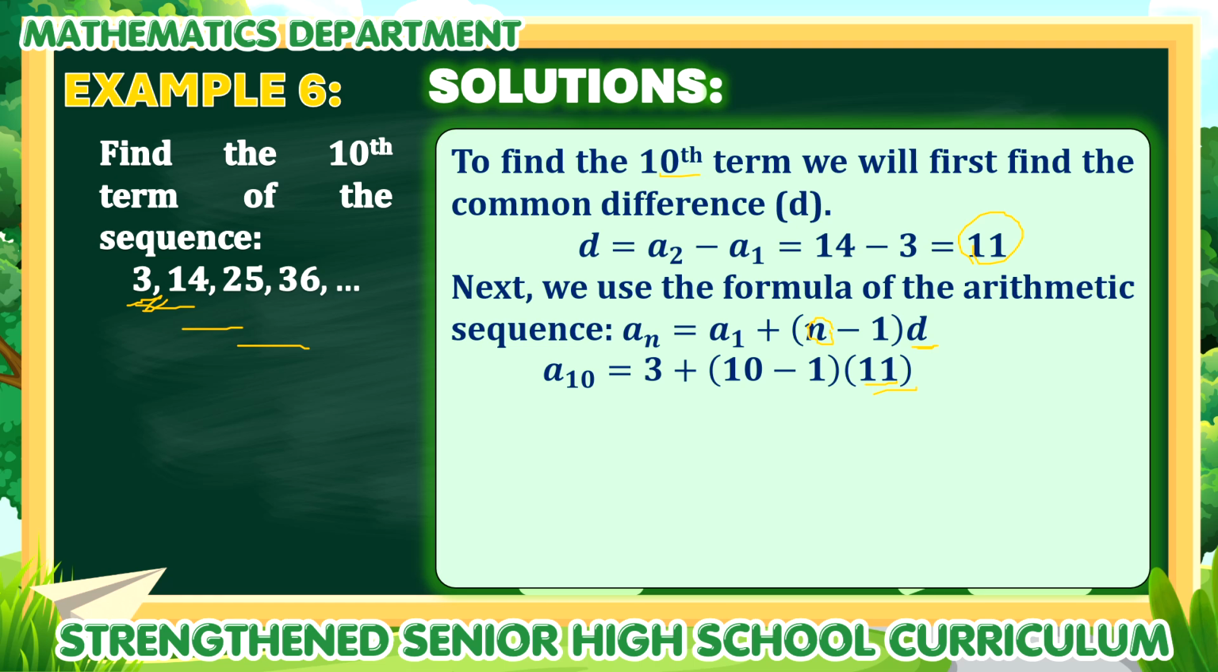And then simplifying this one, you'll have 3 plus 10 minus 1. Of course, that's 9. And then 9 times 11, that gives us 99. So adding 3 and 99, that gives us 102. Therefore, our 10th term in the given sequence is 102.